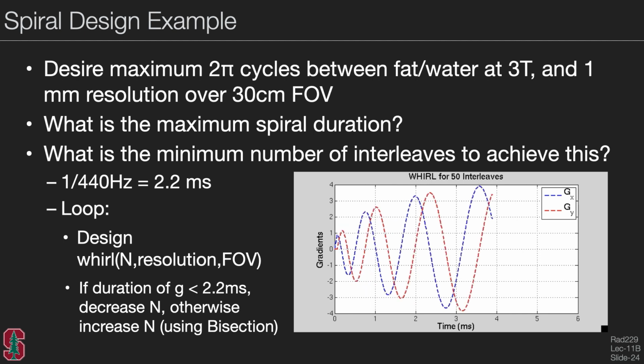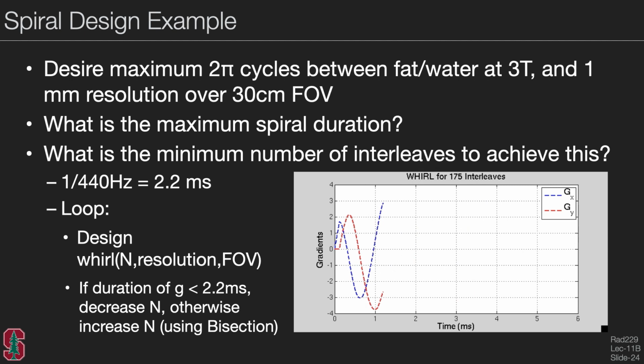So notice we started with 50 interleaves, and the duration is too long. It's around 4 milliseconds, and we're targeting 2.2 milliseconds. So we increase the number of interleaves, and now we find it's too short. We basically split the interval, which is the number of interleaves. Next we go to 113, and we find that it's still too short, so we split the interval again. And we fairly quickly converge to the final result, which in this case is 85 interleaves.